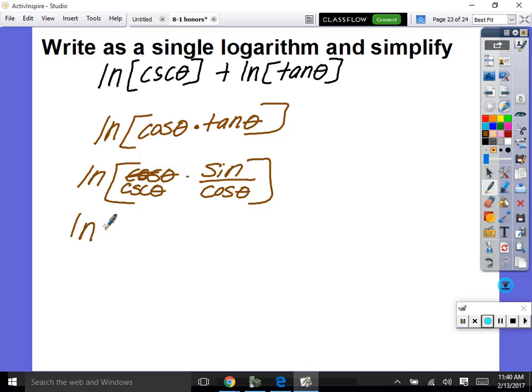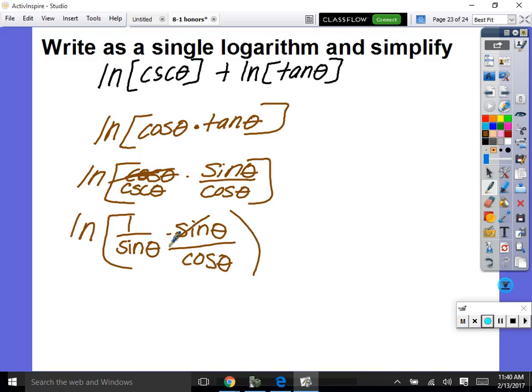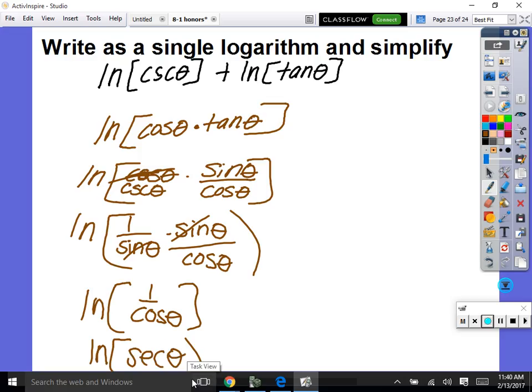Okay, so we have ln of 1 over sine of theta times sine of theta over cosine theta. So since it's multiplication, we can just divide out our sines. So we have ln of 1 over cosine theta, which is what? Yep, so ln of the secant of theta. And we know it's pretty because now we're not dealing with fractions. We have one answer. We're all good.